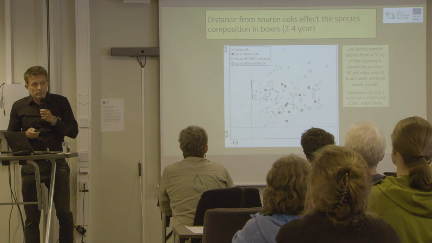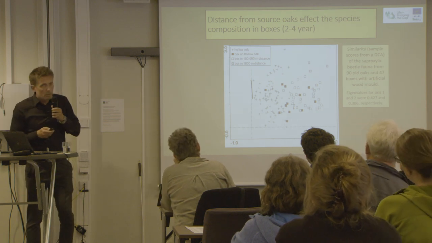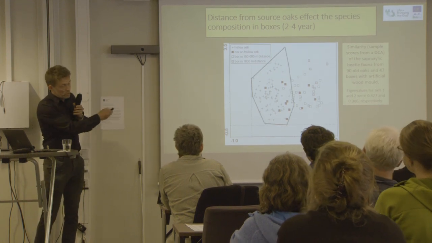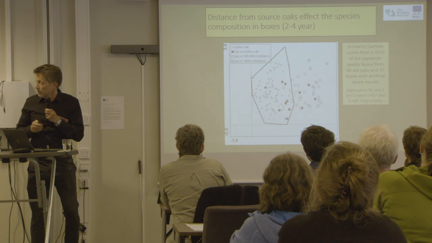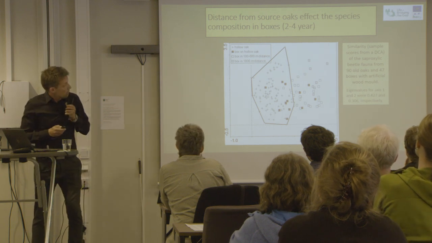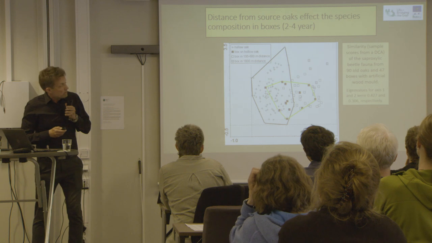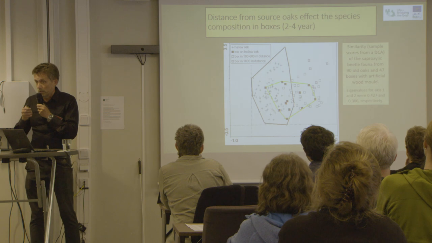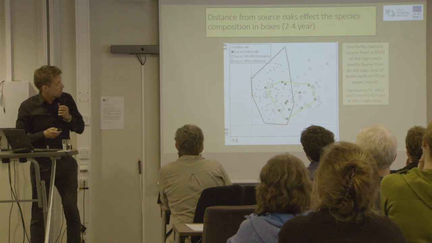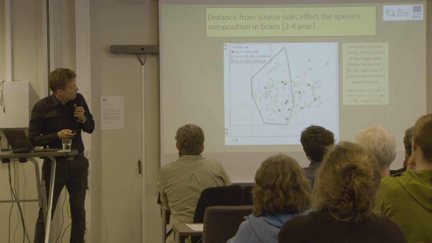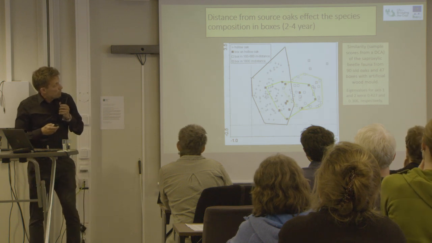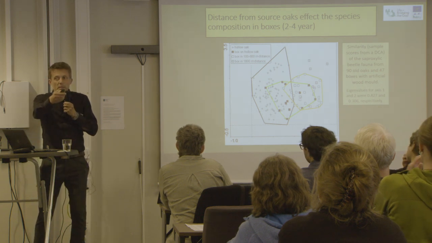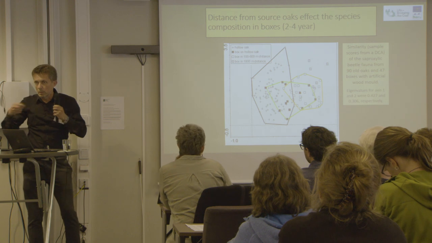Now you have to concentrate, because here is a figure showing how similar the fauna was in the hollow oaks, the 90 oaks that we have studied, when we compare with the boxes sitting on hollow oaks. You can see they're very similar. Actually, the beetles that moved in show a large similarity. The next group here is the boxes between 100 and 600 meters from the source areas, the hollow tree areas.